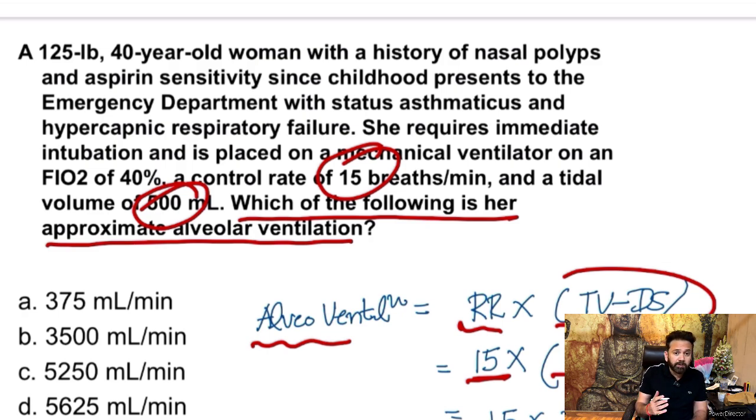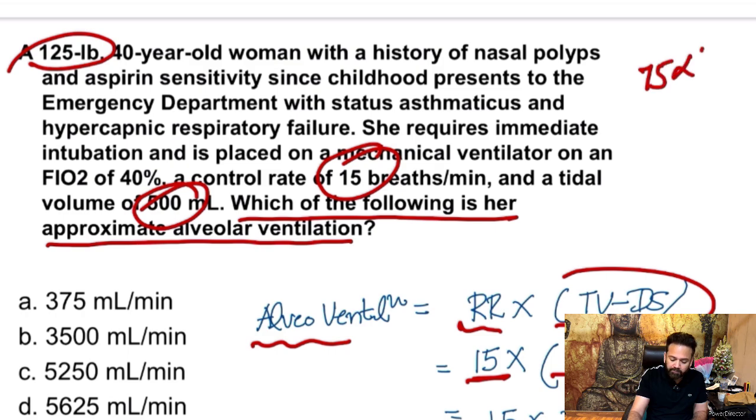According to Bohr's equation you must know PaCO2 and PeCO2, but they are not given. I have given you a crude formula. What is the crude formula? 2 into body weight in kilogram, or simply body weight in pound. Suppose it is body weight in kilogram, it will be 250. But in pound, you don't have to multiply by 2. So 15 into 500 minus 125. It comes around 5625 ml per minute.